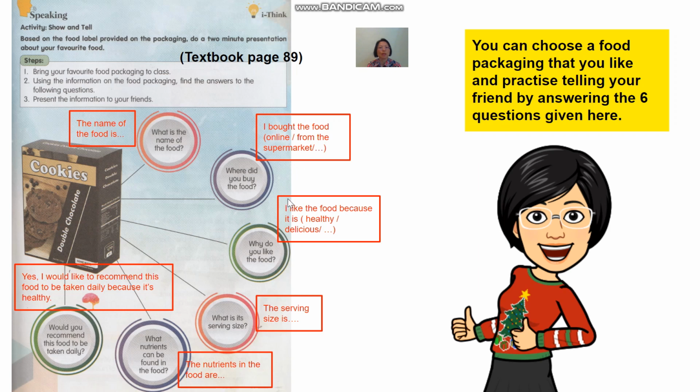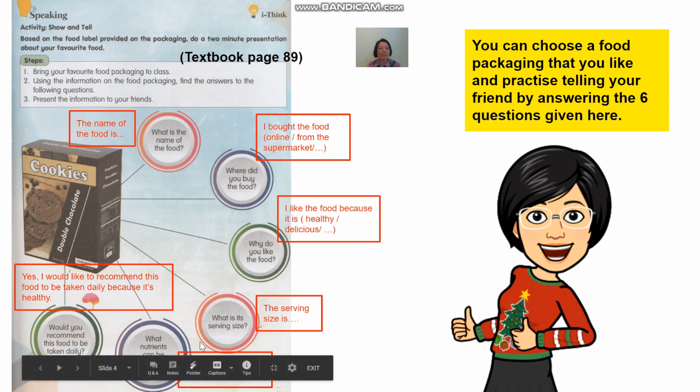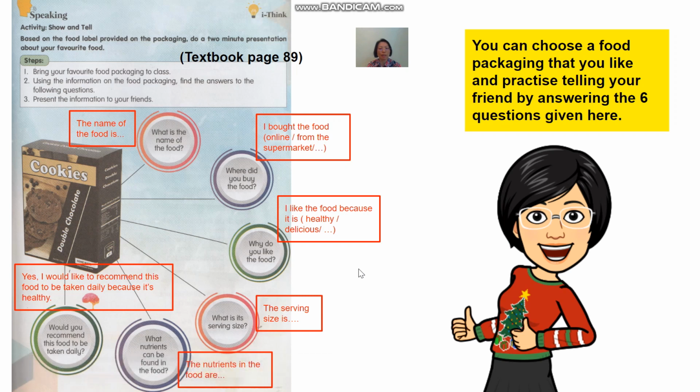Then the third question, why do you like the food? Then you can answer, I like the food because it is healthy, or maybe because it is delicious, or maybe because it is my favorite food. What is its serving size? The serving size is, then you have to look at the food label to get the information.